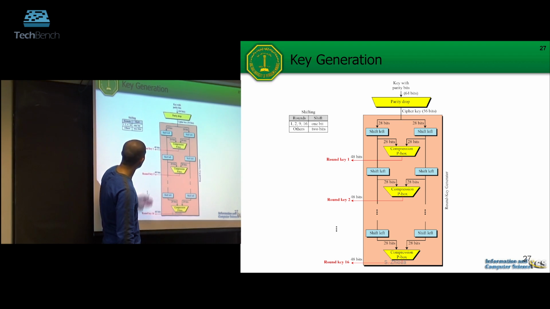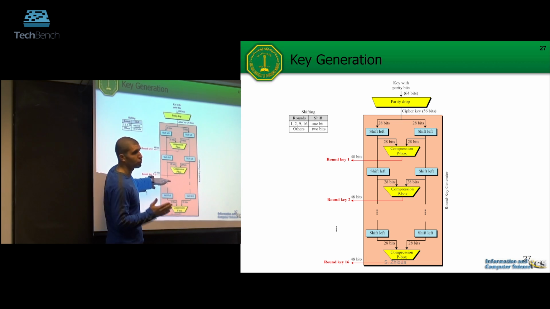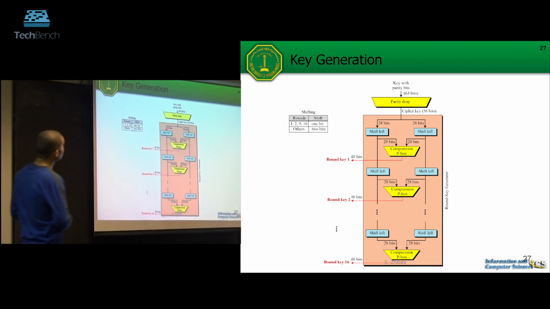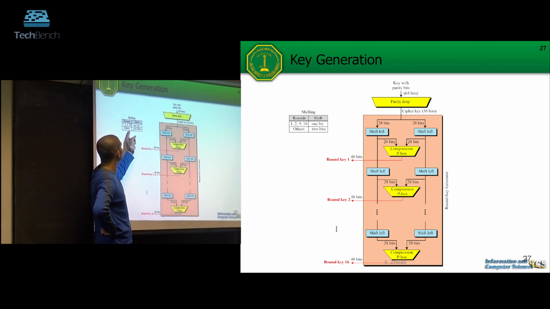So for example, here, how many positions is this shift? Because this is round 1, it is 1. Round 2, the same thing, 1. Probably rounds 5 and 6 will be 2 positions. So rounds 1, 2, 9, and 16 shift by 1 bit. All the others are 2.